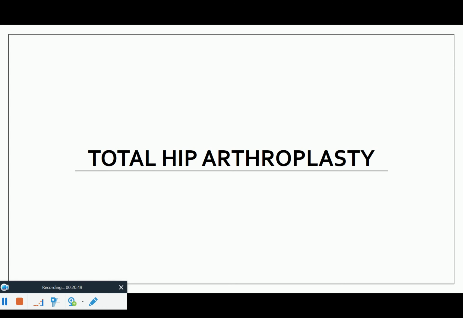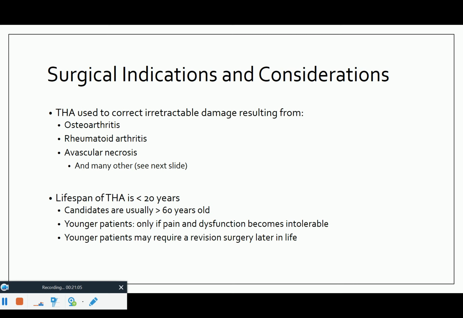So if you've done that, now we'll go into total hip arthroplasty. Again, this is going to be a basic overview. I want to make sure that you guys understand how to be safe with these patients and understand the post-operative restrictions and maybe some basics into the surgical procedure. So surgical indications and considerations for these patients.